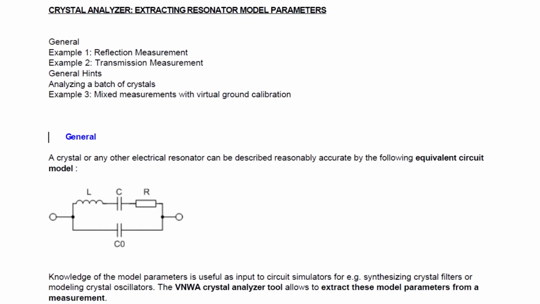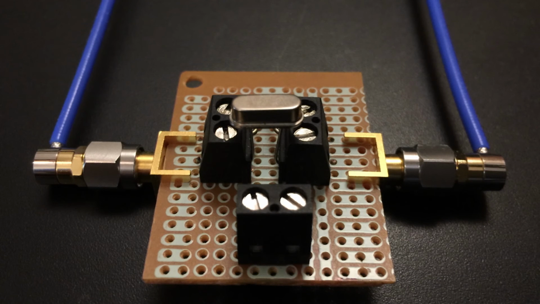The software that is provided with the SDR Kit's Vector Network Analyzer includes the capability to analyze crystals and calculate a lumped circuit model comprised of R, L, and C. One might be interested in this information if designing a crystal filter or a crystal oscillator. Here is a 12 megahertz crystal mounted in series between ports 1 and 2. The VNWA is set up to scan 0.2 megahertz centered on 12 megahertz.